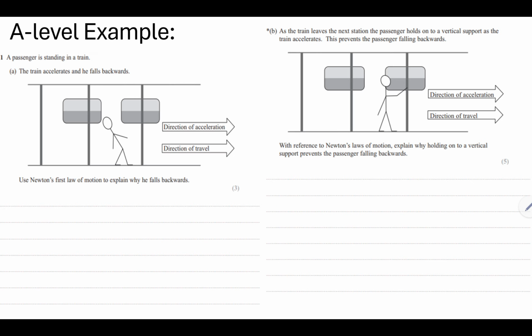Now we are going to be going on to our A-level example, exam style question. A passenger is standing in a train. The train accelerates and he falls backwards. Use Newton's first law of motion to explain why he falls backwards.